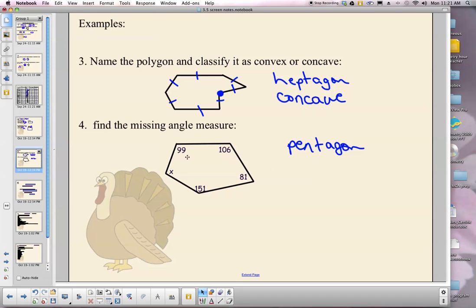So you'd take 540 and you would add up the 4 angles they give you. So you'd add 99 to 106 to 81 to 151, and that would give you a total of 437, and then you would subtract that from 540, and you would get 103, which means that what's left for this angle is 103 degrees.